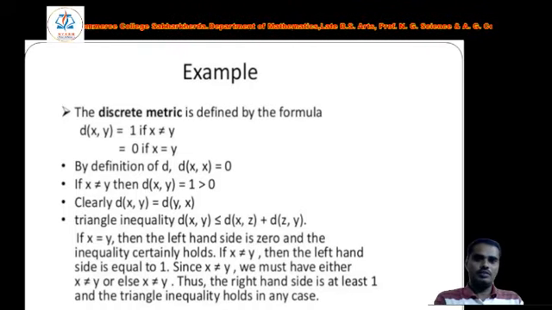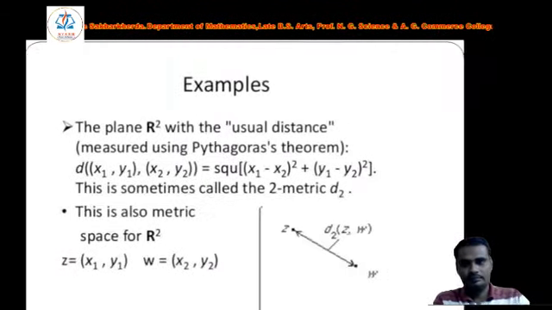Since x is not equal to y, we must have either x is not equal to z or else z is not equal to y. Thus the right hand side is at least 1 and the triangle inequality holds in any case.